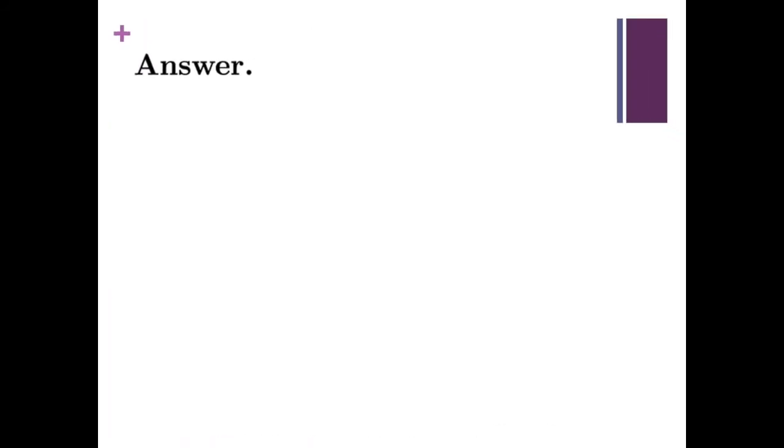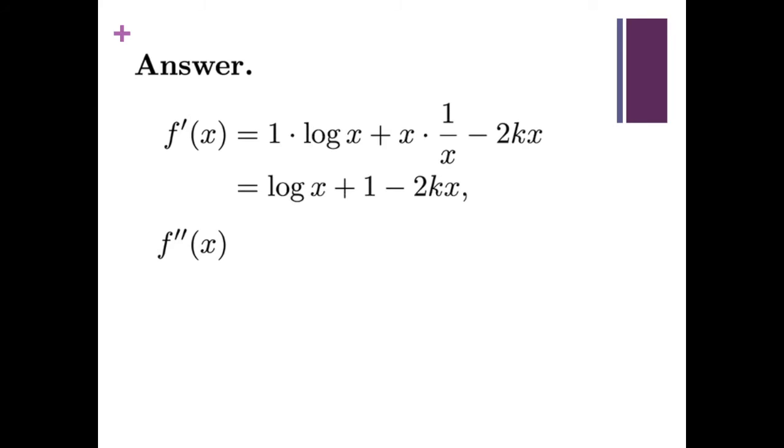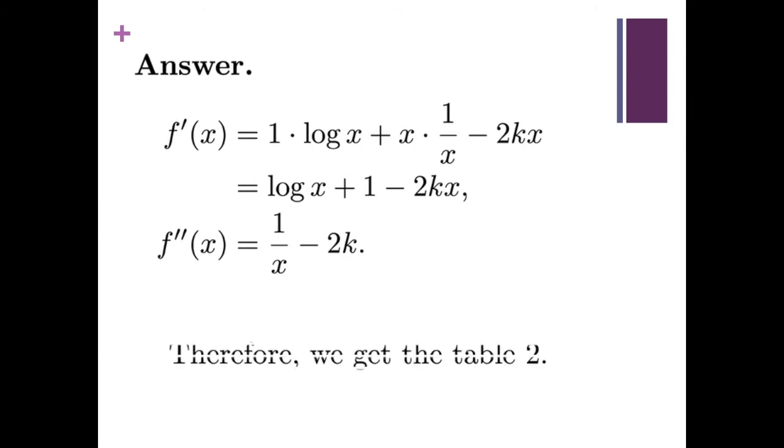Okay, now let's start today's problem. According to the earlier observation, I have to calculate f prime and f double prime. It is not so difficult. f prime of x equals natural log of x plus 1 minus 2kx and f double prime of x equals 1 over x minus 2k. So, the solution of f double prime of x equals 0 is x equals 1 over 2k. Because k is a positive number, we get the table 2.